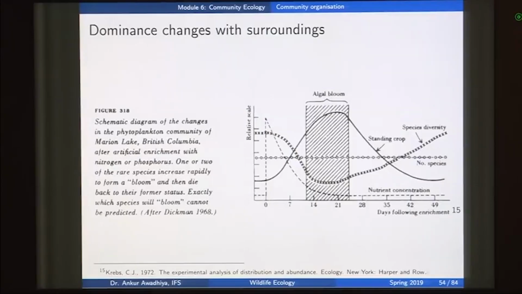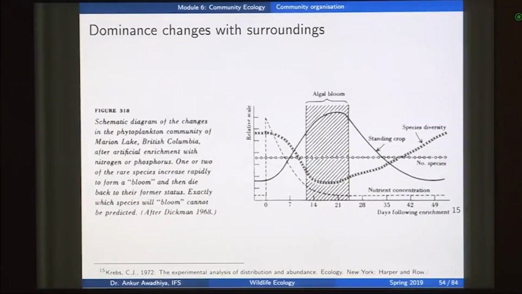So even though this community was given some changes, it was able to self-regulate and bring everything back to the normal state. So at the very end, it had the same level of biodiversity, the same standing crop, the same number of species, as if nothing had happened. So how is any community able to bring itself back to the normal?